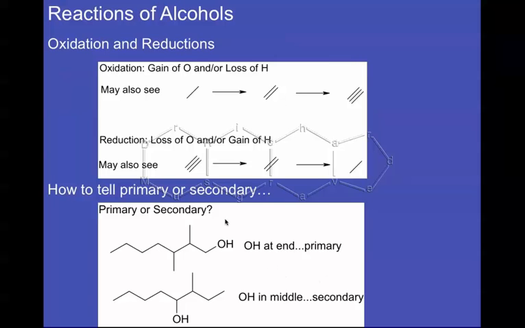Taking a look at alcohols and identifying them, the first thing we need to do is be able to identify them as being primary or secondary. With primary alcohols, we're talking about one C being connected to the C with the OH, or another way of saying that is the OH is on the end of the compound. Secondary alcohols, you'll find there's two C's connected to the C with the OH, and that will mean that the OH is in the middle of the compound.